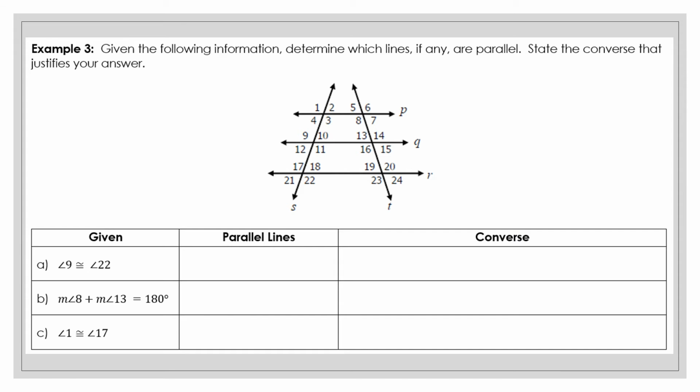All right, so for this one, I'm going to give you some information about some angles, and you're going to decide if the lines are parallel. If not, you can just put not parallel, and then give me the appropriate converse that allows you to conclude this.